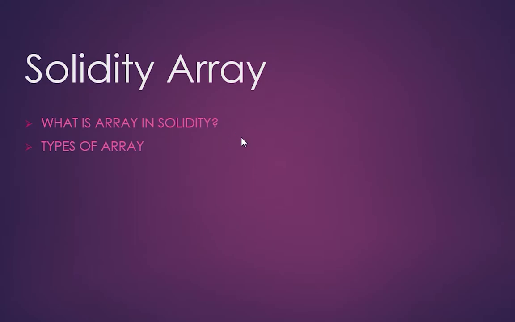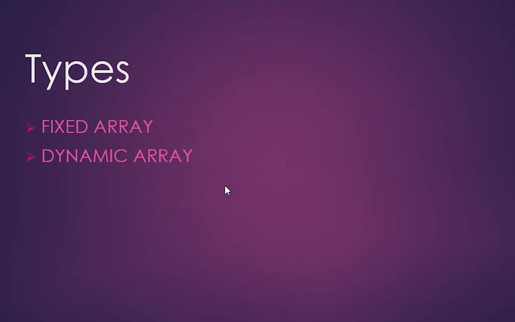So in this video, we are going to learn what arrays are in Solidity, and we will also see what the types of array are. There are two types of array: one is fixed array and the second is dynamic array. These are the two types of arrays in the Solidity programming language, and we will also see how we can work with them after moving to the Remix IDE. So without wasting our time, let's move to the Remix IDE.